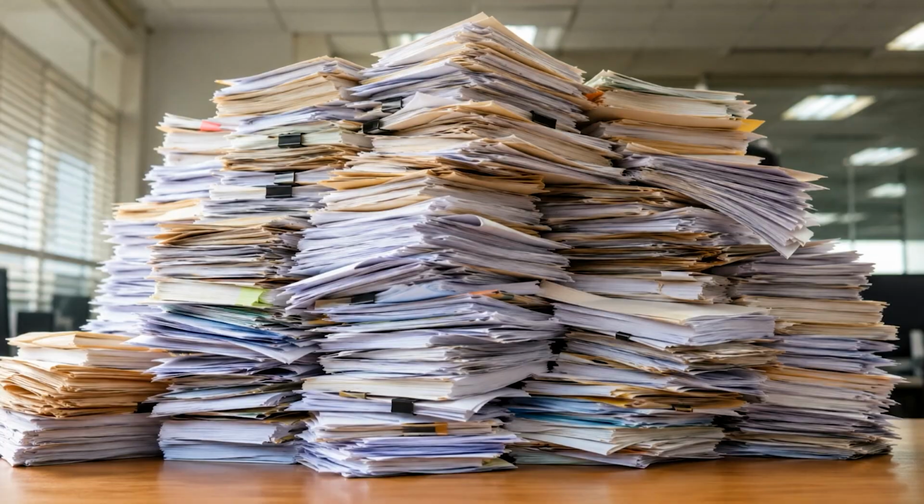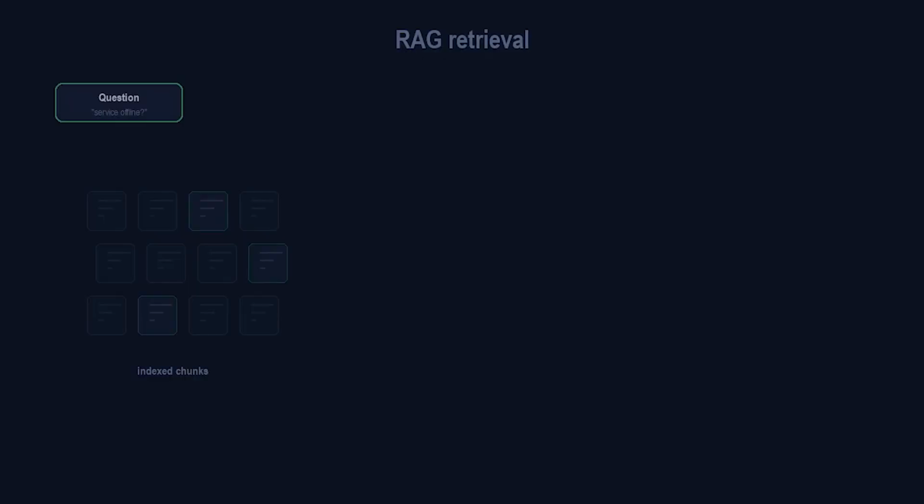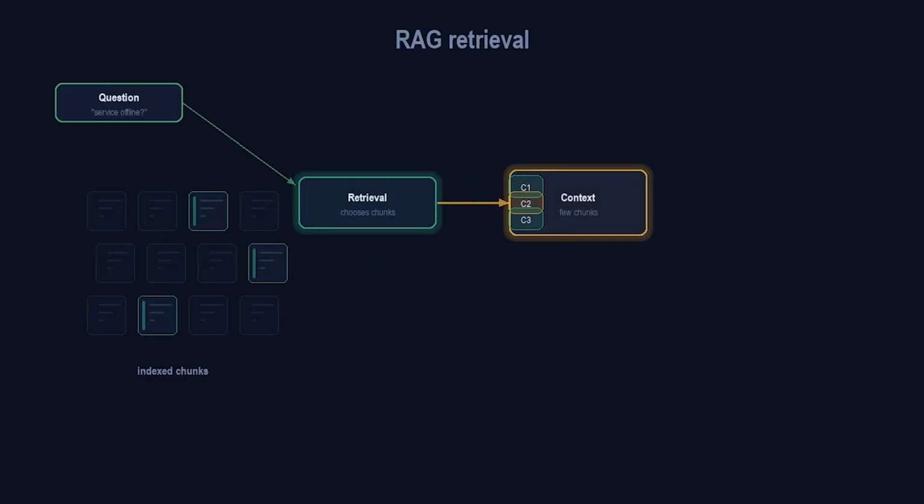Let's quickly recap how RAG works. You have a big pile of documents. A user asks a question. The system needs to find the few chunks of text that are actually relevant and hand those to the LLM as context. That finding the relevant chunks step is retrieval.